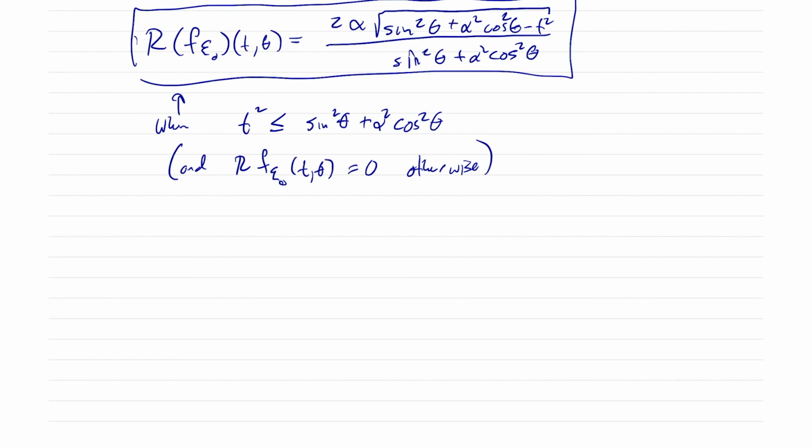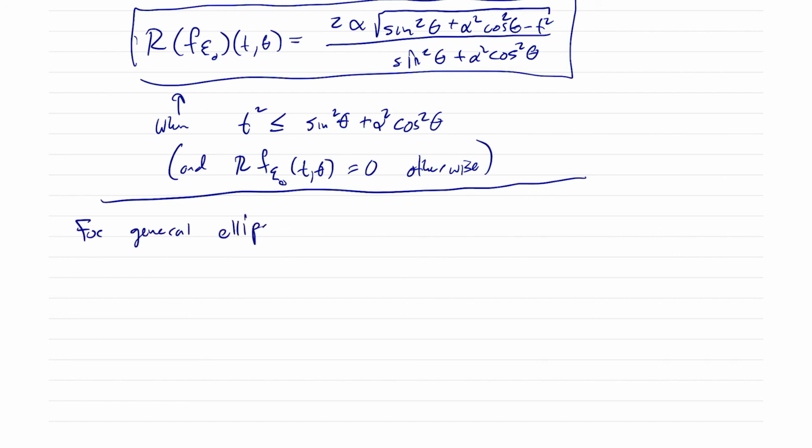So then you can combine this with the scaling formulas. And so for general ellipses, x squared over a squared plus y squared over b squared is equal to 1.